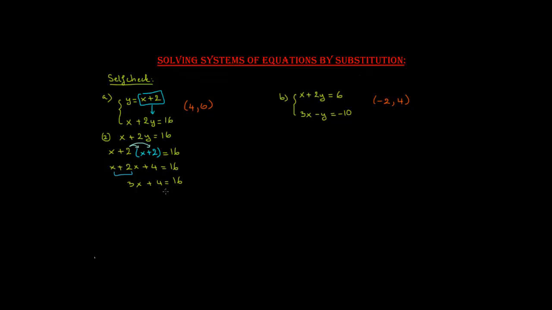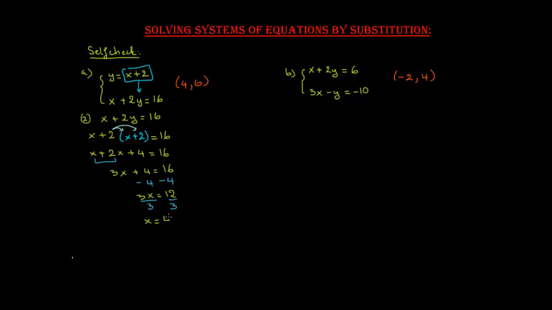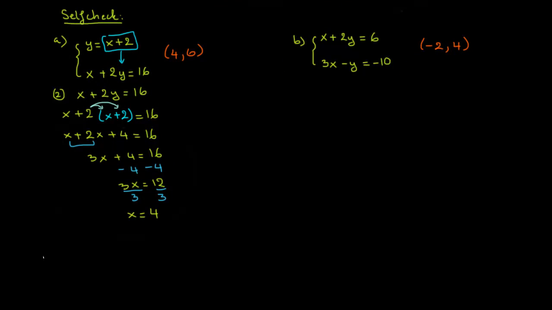Then we can isolate the x by subtracting 4 on both sides. So we have 3x equals 12. And keep going, divide by 3 on both sides. I will have my x equals 4. Okay, x equals 4 is my first unknown.